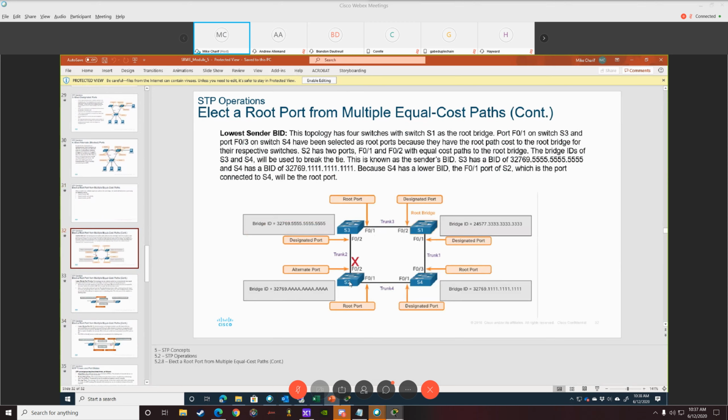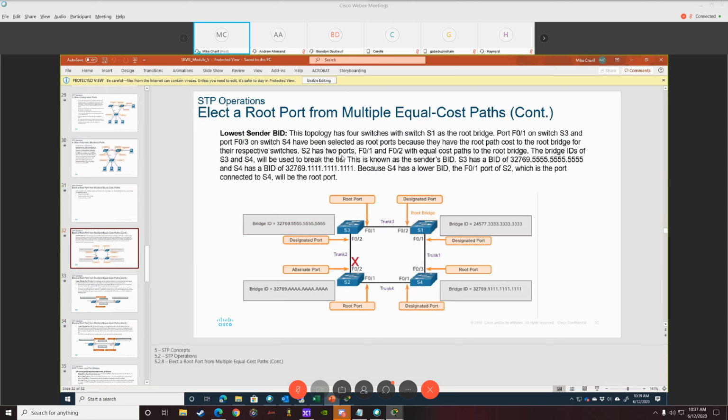And the reason is that we have equal cost. Let's see what they say here. This topology has four switches with S1 as the root bridge. We already know that. Port F0/1 on switch 3 and port F0/3 on switch 4 have been selected as root ports, because they are the closest to the root bridge, having the lowest root path cost for their respective switches.